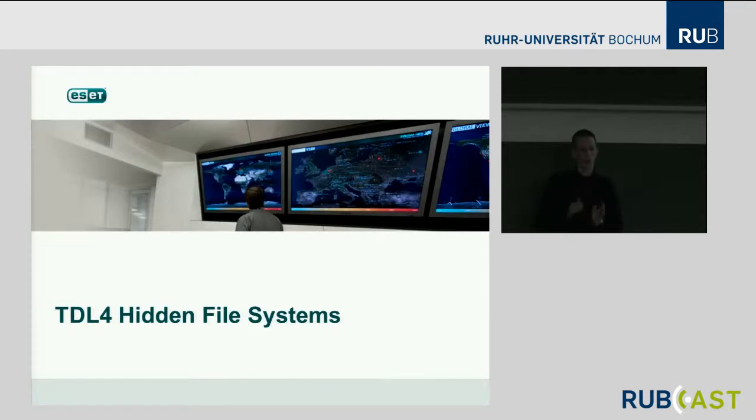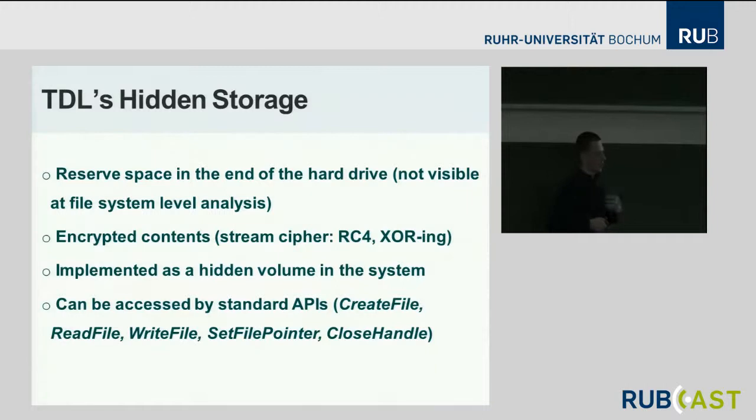What makes this malware particularly interesting is that it doesn't rely on the services provided by the operating system to store its malicious components, like many Trojans and rootkits do. Instead, it implements its own hidden, encrypted file system. It reserves some space at the end of the hard drive and encrypts its content with the RC4 cipher. Since it's implemented as a file system, it has a file system kernel mode driver. It can be used by means of standard APIs like CreateFile, ReadFile, WriteFile, so it's very convenient. And it's not seen by the system, and as a result, these modules are not available to security software.